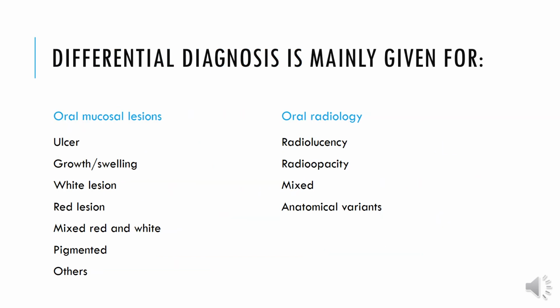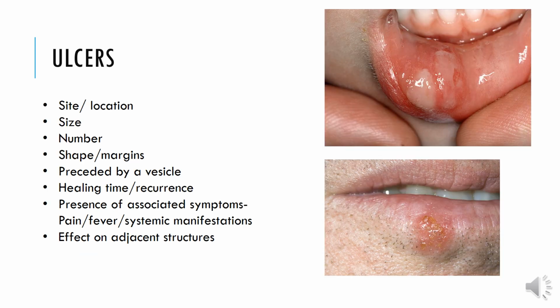So when we're talking about differential diagnosis, we generally give it for these two areas, that is mucosal lesions and oral radiology. In the mucosal lesion sections, it could be an ulcer, a growth or swelling, white lesion, red lesion, mixed lesion, pigmented lesions, and a few others. In radiology, it would be for a radiolucency, differential diagnosis for an opacity or mixed lesion, or again some anatomical variants which could mimic one of these. Let's look at ulcers first, the simplest and the commonest one.